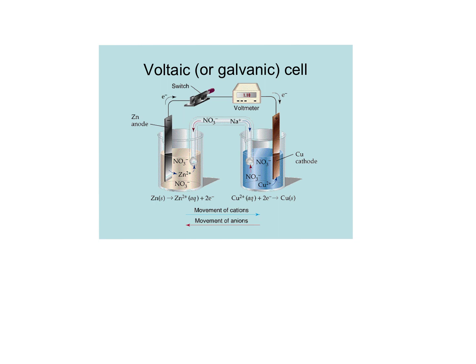So what you have is two separate containers, which we call the anode and the cathode. This container has a zinc electrode that is immersed in a solution of zinc and nitrate ion. And this is the copper electrode, which is immersed in a solution of copper 2+ ions and nitrate ion.